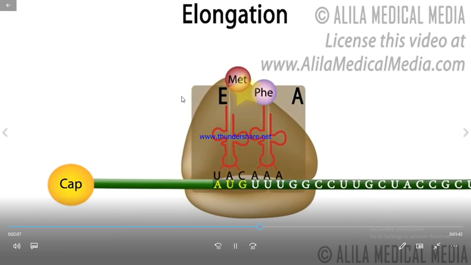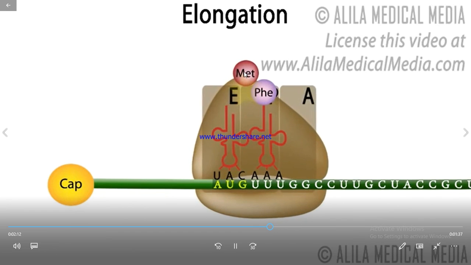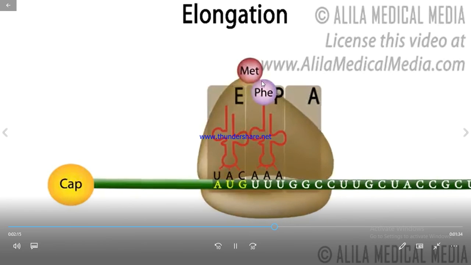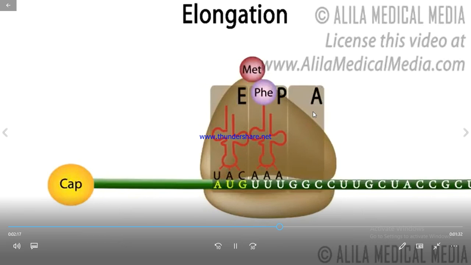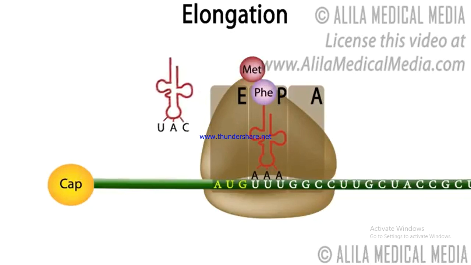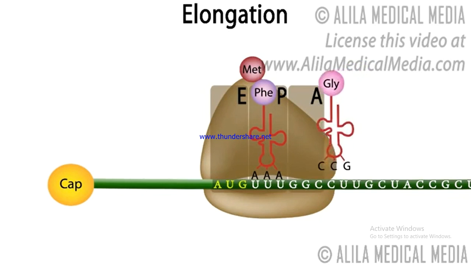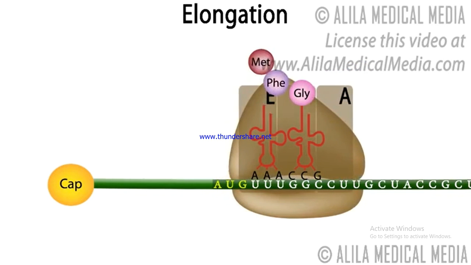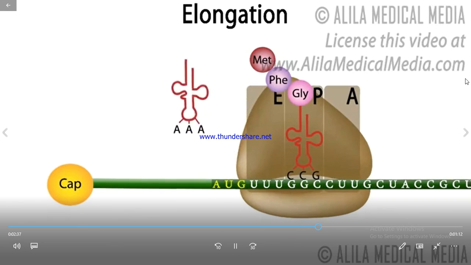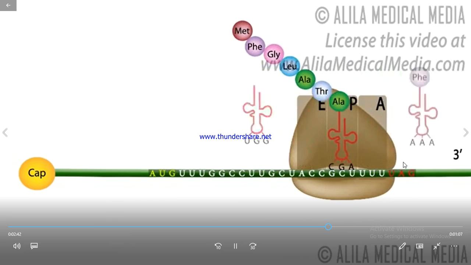At the same time, the ribosome moves one triplet forward on the mRNA. As a result, the empty tRNA is now in the E site, and the peptidyl tRNA is in the P site. The A site is now unoccupied and is ready to accept a new tRNA. The cycle is repeated for each codon on the mRNA. Here the cycle starts and then ends, at the stop codon.